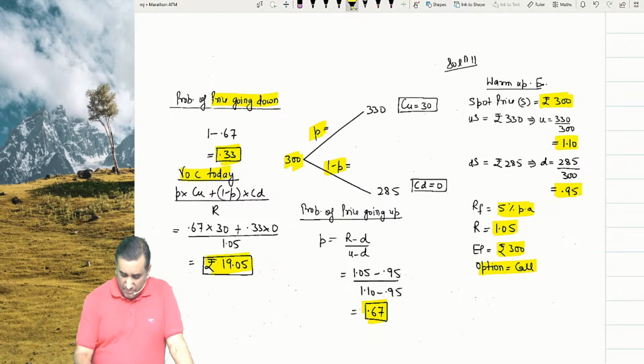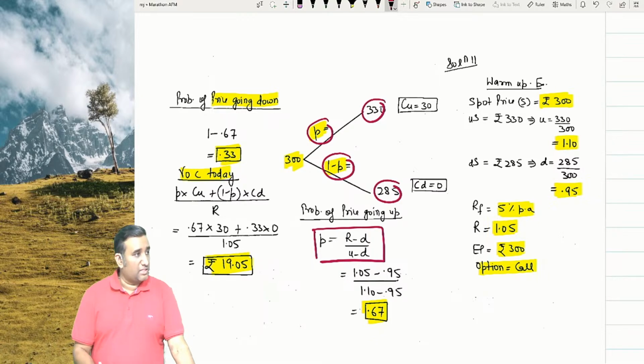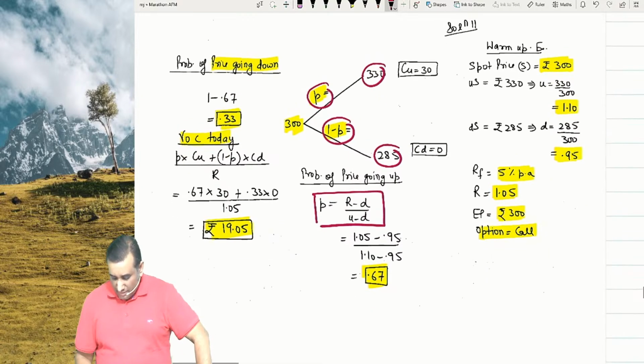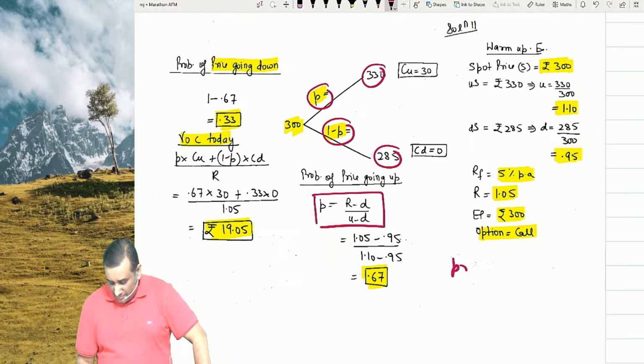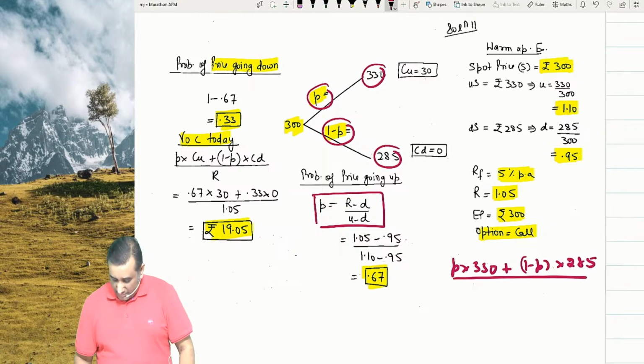Sir, do we have to remember this formula? In case you cannot remember this formula, then the objective is probability into 330, 1 minus P into 285. Actually this formula is a derivation from here only. Probability into 330 plus 1 minus P into 285, I am doing it here only. What I want to say is, when I multiply P into this plus 1 minus P into 285, this will happen after 1 year, divided by the compounding factor, which is 1.05.